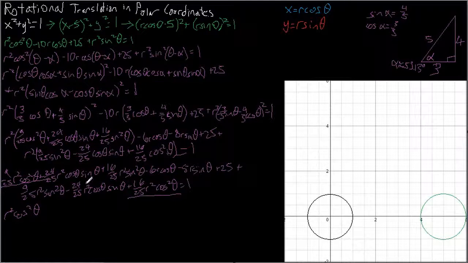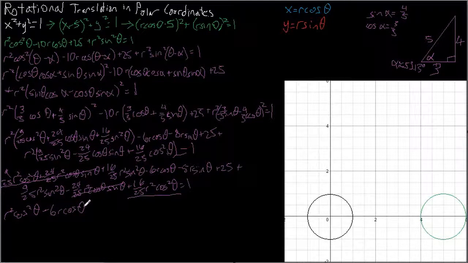Best news of the day, 24 over 25 r squared cosine theta sine theta, and then minus 24 over 25 r squared cosine theta sine theta. Those two are going to cancel out, so I don't have to worry about them. So I have r squared cosine squared theta. I think next I'll put minus 6r cosine theta, so I'm grouping my like trigonometric functions together.